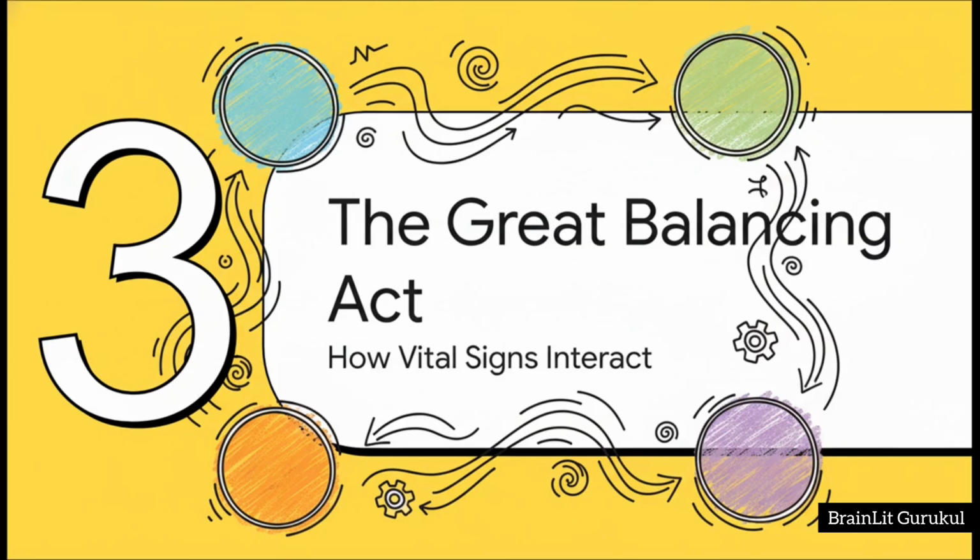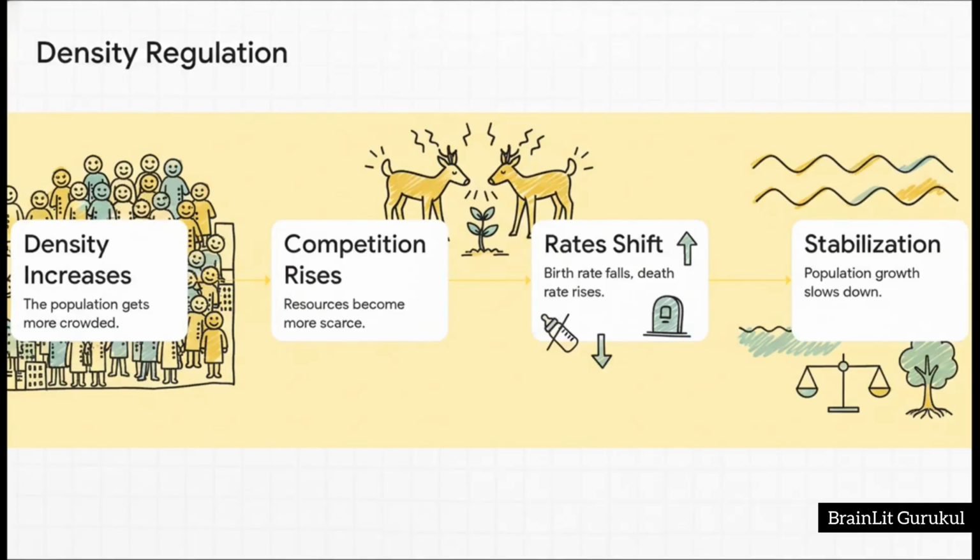But here's where things get really cool. These vital signs don't just exist in a vacuum. They're constantly influencing each other, creating this incredible, dynamic balancing act. This is a classic example of what we call density-dependent regulation. It's a natural feedback loop. Just follow the flow here with me.